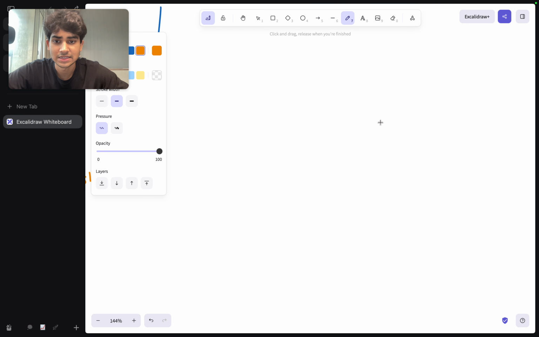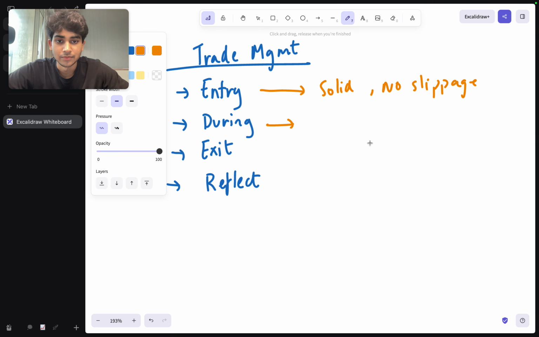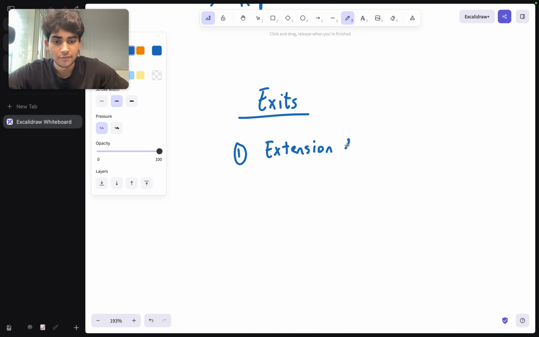All right, so if I set some context right here, context, choppy market, 2 out of 10 stocks working. Okay. So what did I do? We will break down each of my exits. I think that's a good way, right? What I should have done better. Exits. First exit, extension from 10.